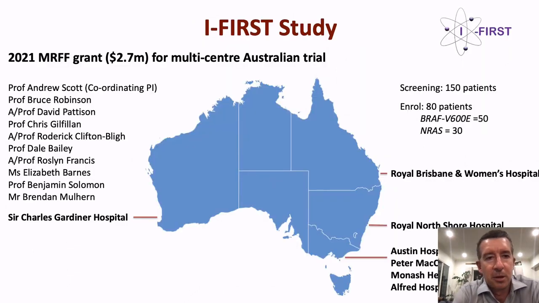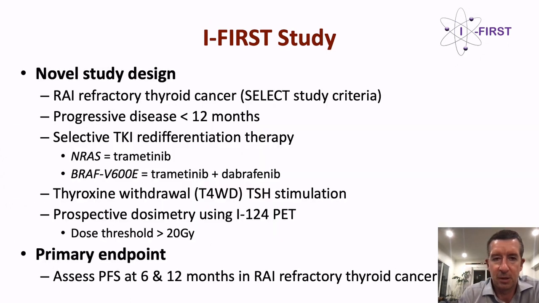And so this approach has led us to the iFirst study, following receipt of a $2.7 million MRFF grant for a large multi-centre Australian trial. This is currently going through governance and is opening imminently at these sites, including 4 sites in Melbourne, including the Austin, Royal North Shore in Sydney, Royal Brisbane, and Sir Charles Gardner Hospital in Perth. So we've got funding to screen 150 patients, and we'd anticipate enrolling 80 of those onto the study, with the expected number of mutations.